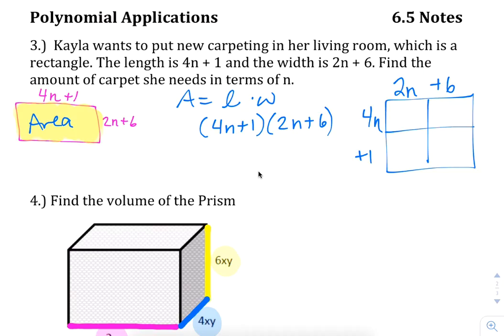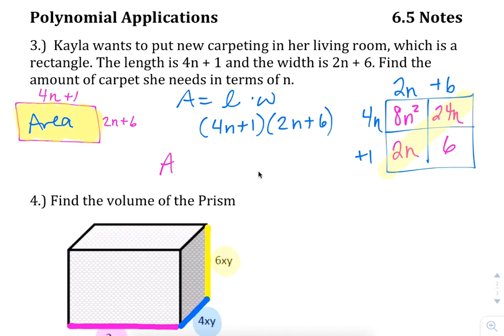And we're going to go ahead and fill it in. 4n times 2n is 8n squared. 4n times 6 is 24n. 1 times 2n is 2n. 1 times 6 is 6. We remember that we're going to combine our like terms. Order the degrees from highest to lowest.